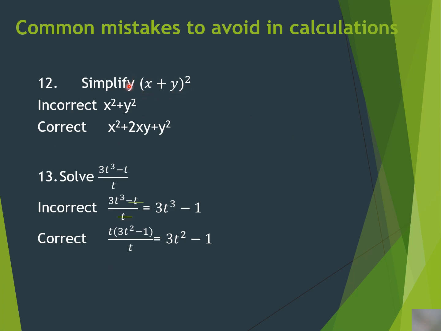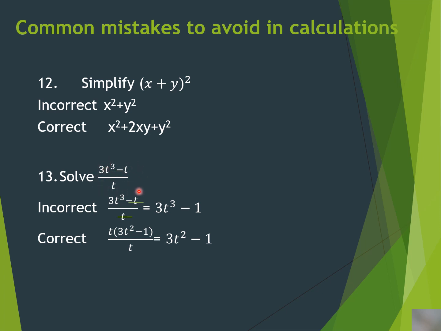Here we are taking simplify (x plus y) whole square. Now this must be remembered by you, that this is an algebraic identity, and here we apply the rule. So (x plus y) whole square means x square plus 2xy plus y square, not just x square plus y square, right? The next in line is (3t cube minus t) upon t.